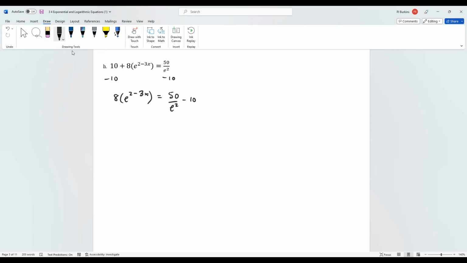Now, if you want, you can make that a whole fraction. So I could do this, or I could make it this way, or I could make it this. Whatever you prefer. I'm going to go with the first one I came up with here. So right now I have this.